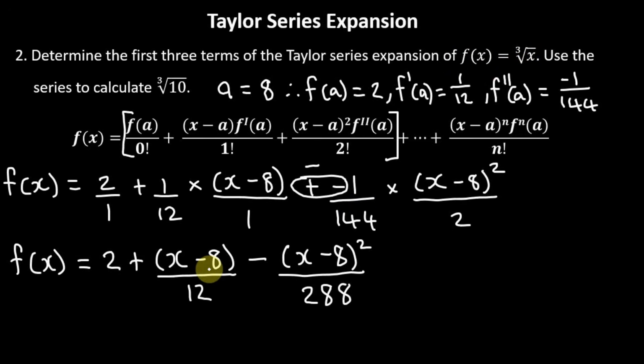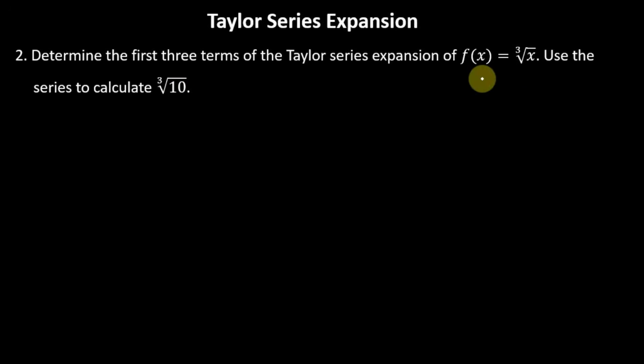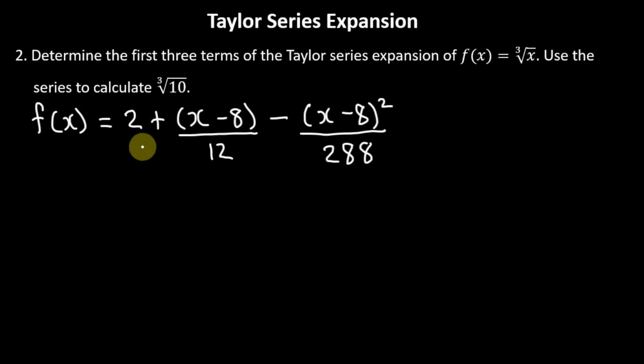Now we want to use this series to calculate the cube root of 10. Now recall the series. This is a Taylor series expansion for the function f of x is equal to the cube root of x, bearing in mind that we wanted to use the series to calculate the cube root of 10. And we chose our a value as you would have seen before. So this is a function f of x is equal to 2 plus x minus 8 in bracket over 12 minus x minus 8 all squared over 288.